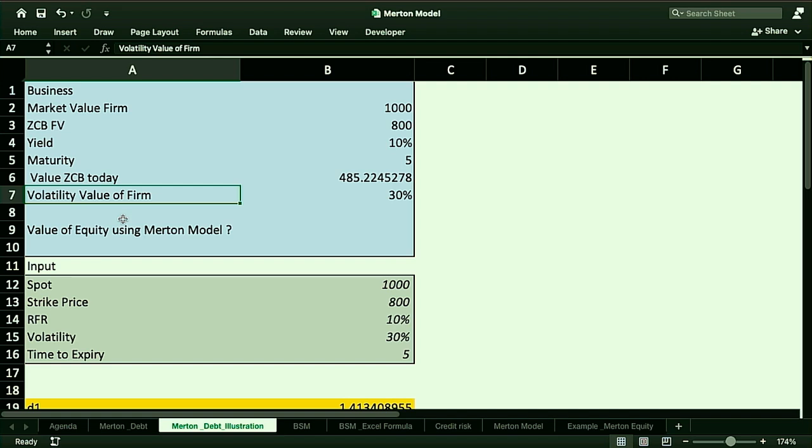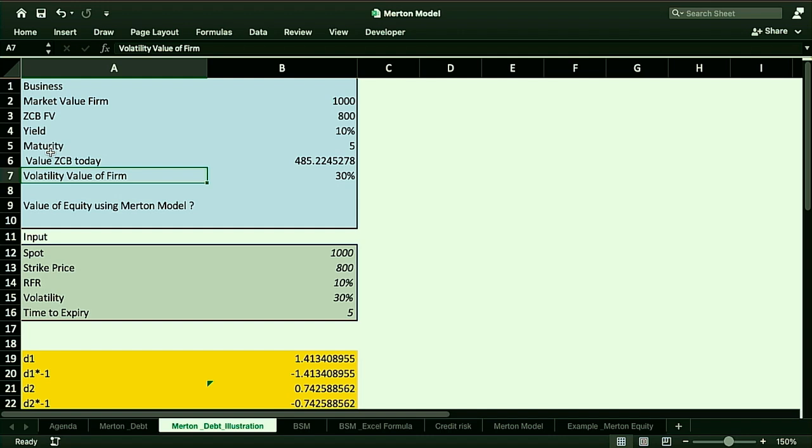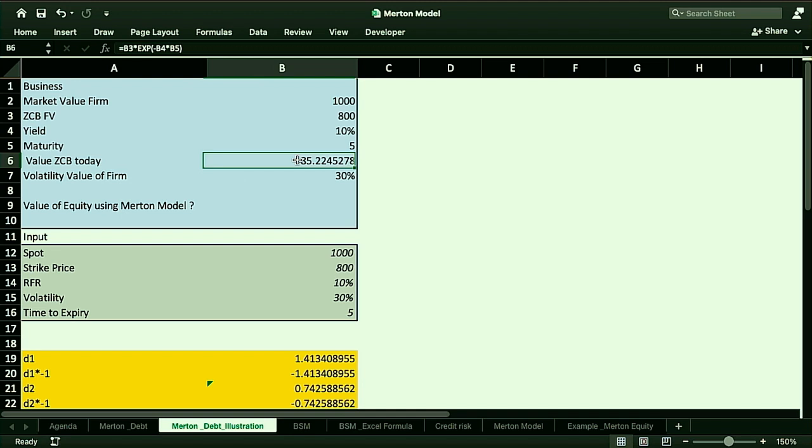What is our job? The job is to figure out the true market value of this debt, right? So this is the value in my books, which is the current present value, but what's the true market value? So how can we do it? We can do it using the two approaches under the Merton model, right? So we'll do them here. So observe.